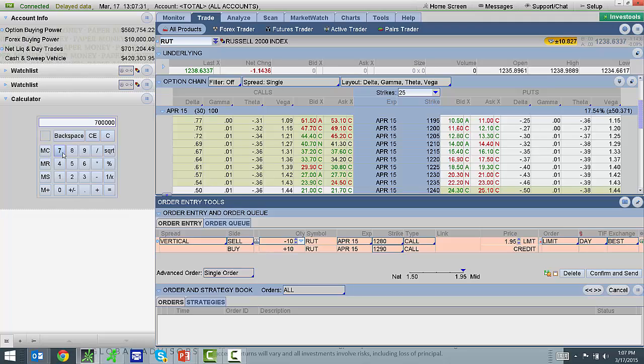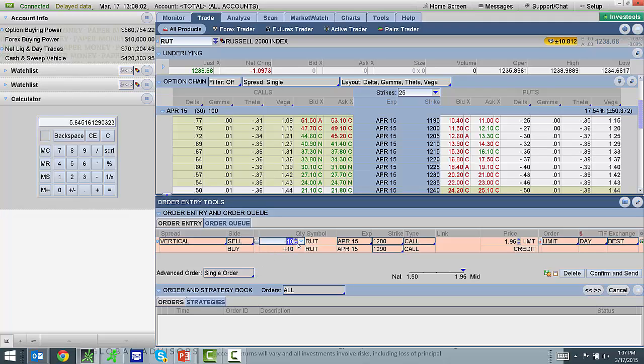We take that number and divide it by the value of the Russell 2000, which right now is 1238. Let's call it 1240. So, let me try that again. 700,000 divided by 1240 equals 564. That's 564 shares. We divide that by 100, and that gives us 5.6 contracts. We can round down or round up depending upon how bullish we are.